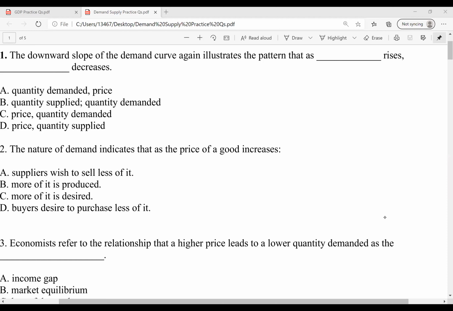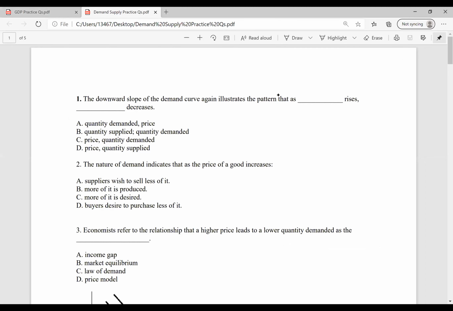I have some practice questions on demand and supply. If you go to week 1, you would see this file. If you go to week 2, you would see the practice questions on gross domestic product. If you go to week 3, you would see the practice questions on economic growth. That's the next chapter. These are the 3 chapters we do for our exam.